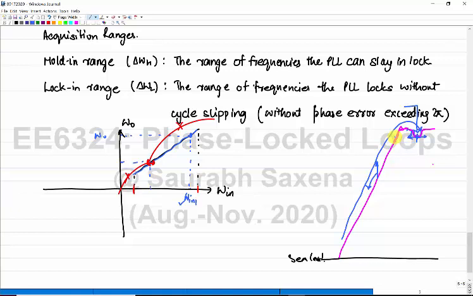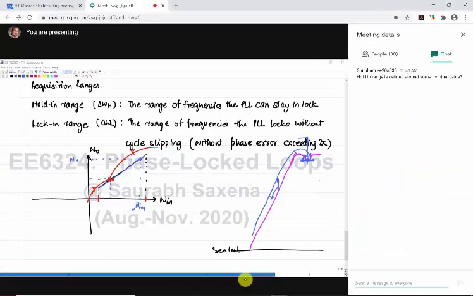Do you get that? Or did it confuse you more? Yes, Shubham?